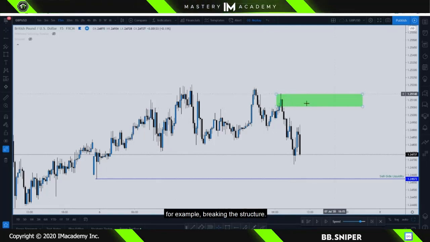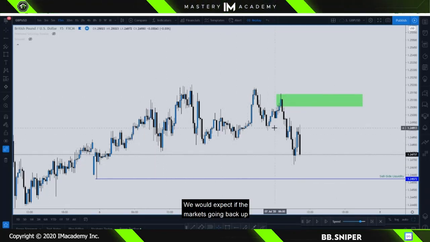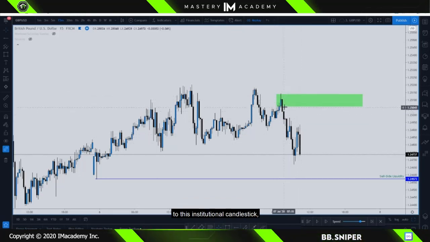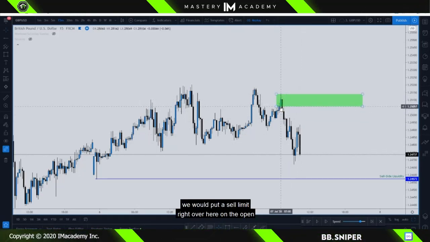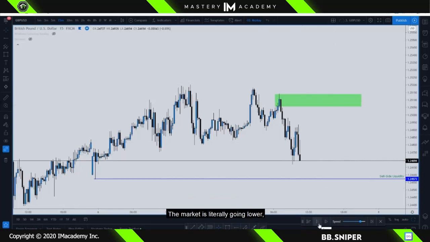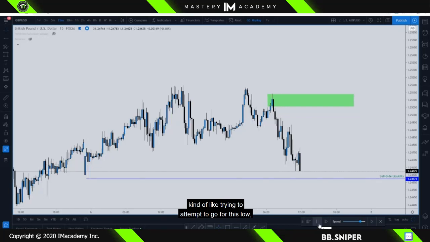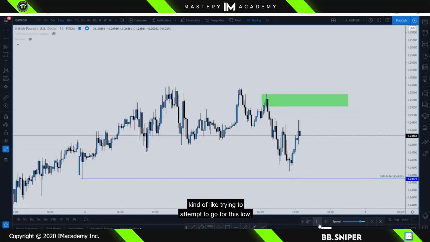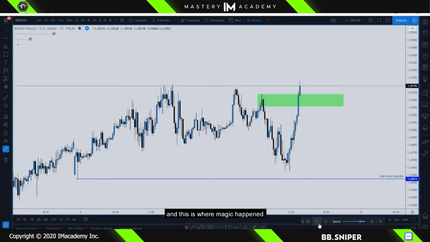Now we can see that the market is, for example, breaking the structure. We were expecting that if the market came back up to this institutional candlestick, we would put a sell limit right over here on the open, and potentially a stop loss right over here. It doesn't even matter. What matters is let's see what happens. The market is literally going lower, attempting to go for this low, and this is where the magic happened. The market went past this candlestick and past those candlesticks over here as well.